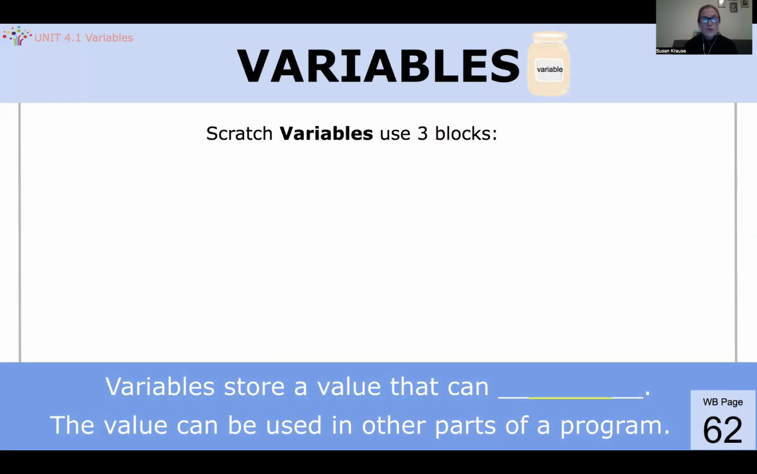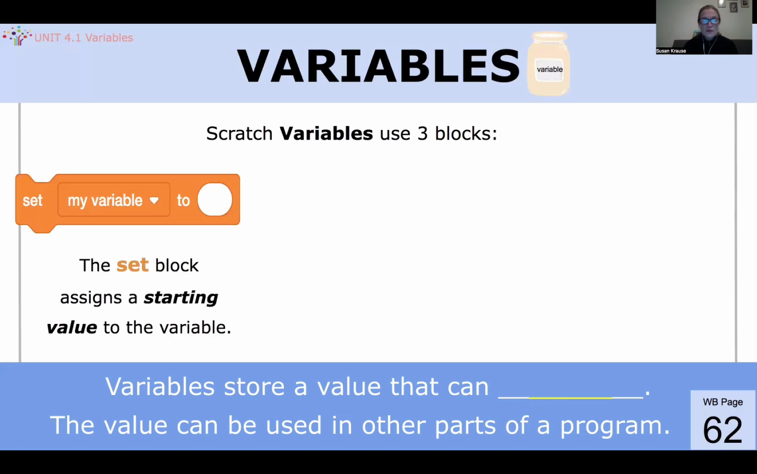Scratch variables use 3 blocks. The set block assigns a starting value to a variable. So if I create a variable called name, I want the starting value that the variable name holds to be blank. I don't want it to be someone's name. I always just want it to be blank so that whatever person plays the game, when they enter the name, their name will be stored in the variable called name.